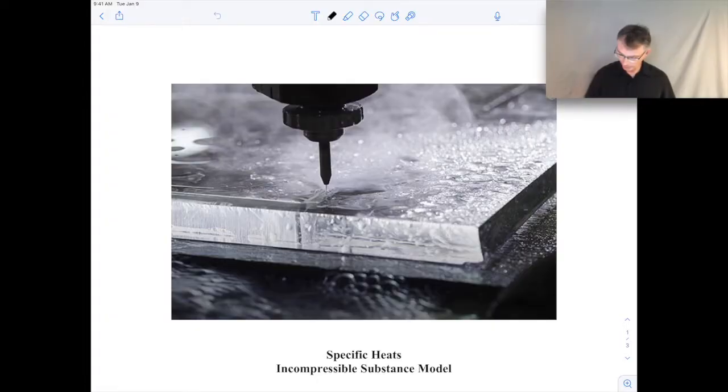Hello and welcome to this video lecture on specific heats and the incompressible substance model. Go ahead and take a look at your screen. You see on the picture here we have a water jet cutter. So here is a nozzle and there's a thin stream of water. You can see it there coming out of that nozzle.